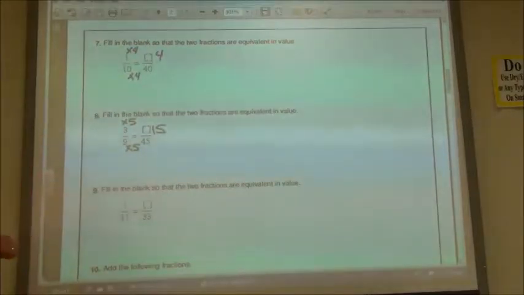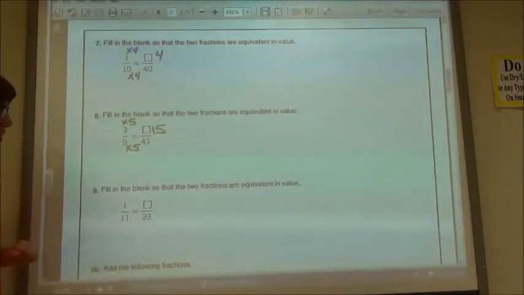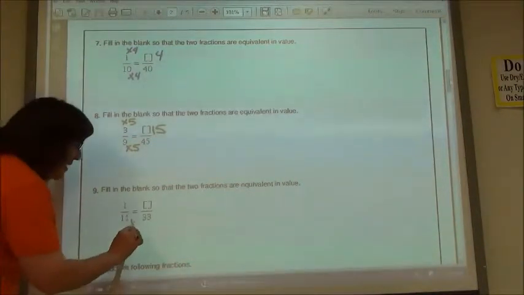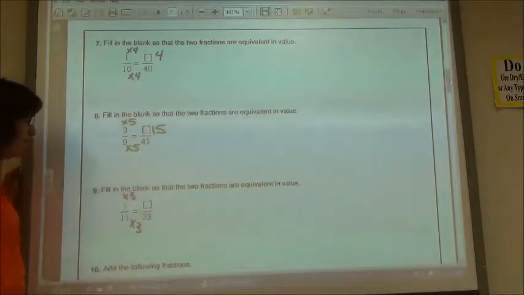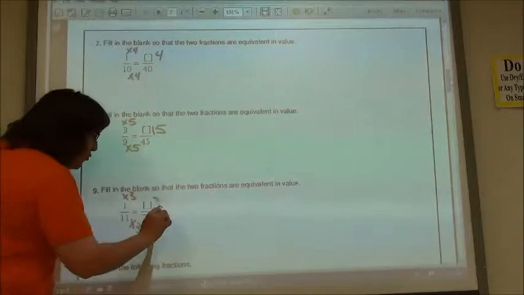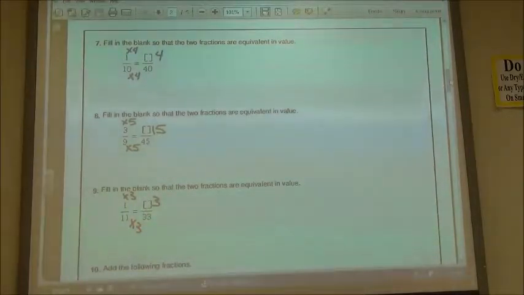And on number 9 here, how many times does 11 go into 33? Well, 11 times 3 is 33. So I have to take the numerator times 3. 1 times 3 is 3. So 1/11 is equivalent to 3/33.